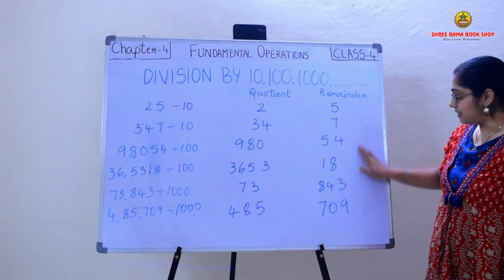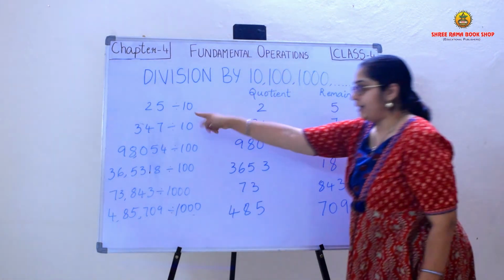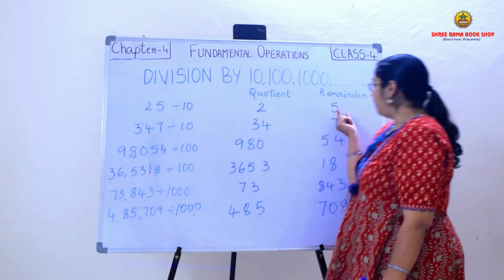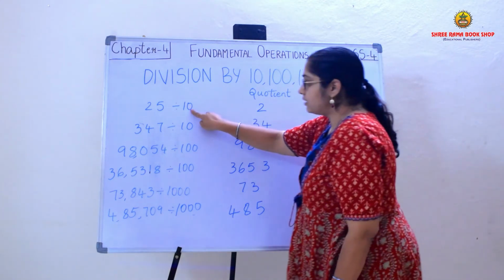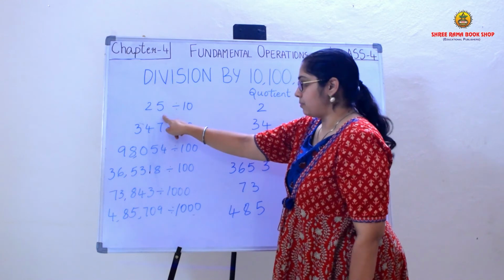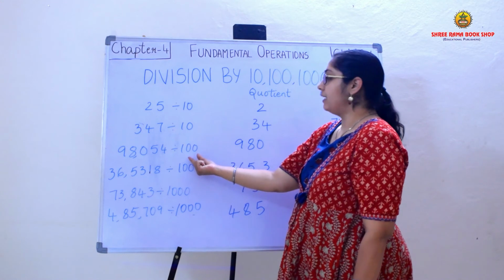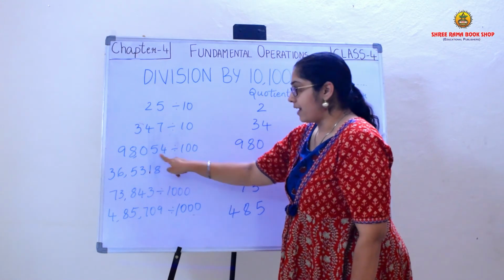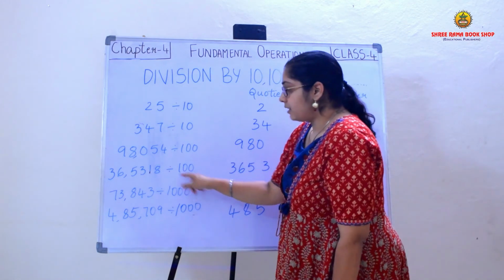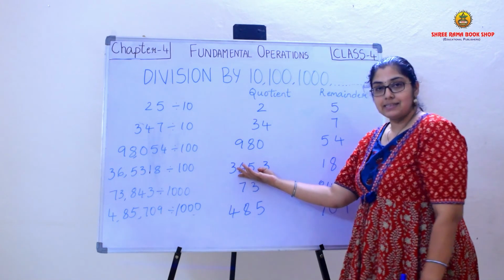From all these remainders, we can observe that when a number is divided by 10, 100 or 1000, depending upon the number of zeros, that many digits should be taken as the remainder. Here it is only 1 zero, so I am considering only the last one digit, 7. Here it is 2 zeros, so I am taking 5 and 4 as the remainder. Again, here it is 100, so I am taking 1 and 8 as the remainder. The remaining numbers I am writing as the quotient.